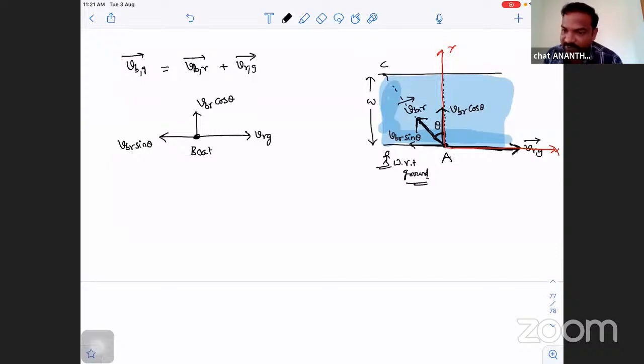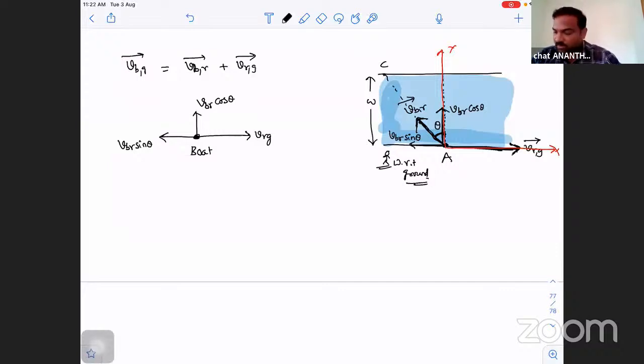Now, my question is, because of which component of velocity is the boat able to cross the river? Very good, Bhavna. Very good, everybody. Yes, correct. Lloyd, very good. Lloyd, which component, sine or cos?